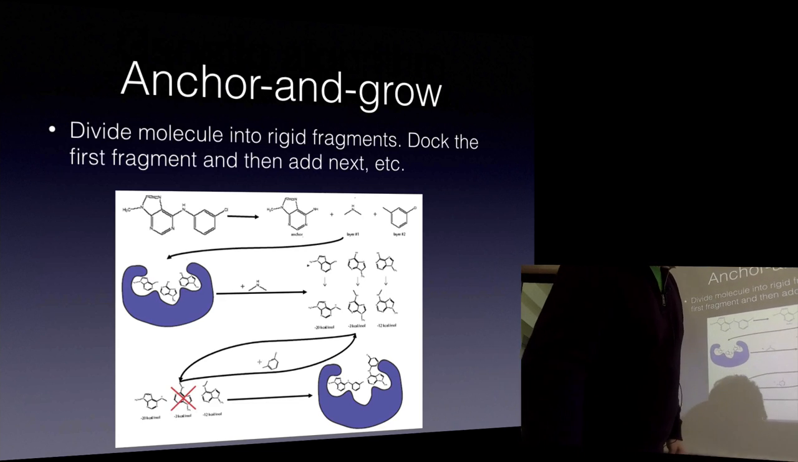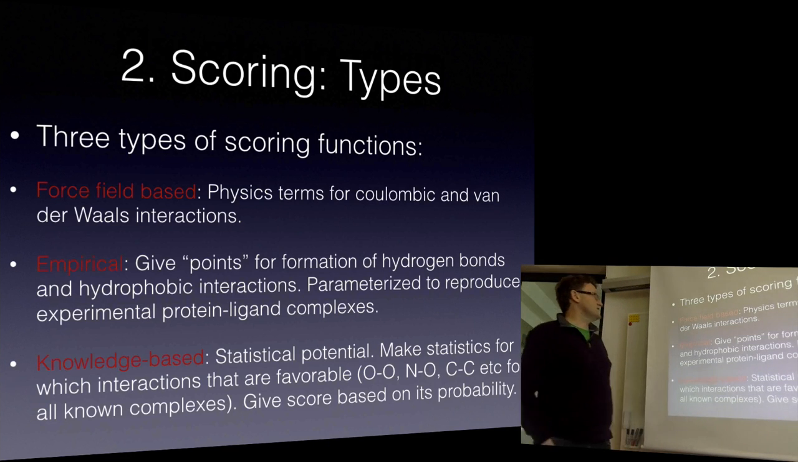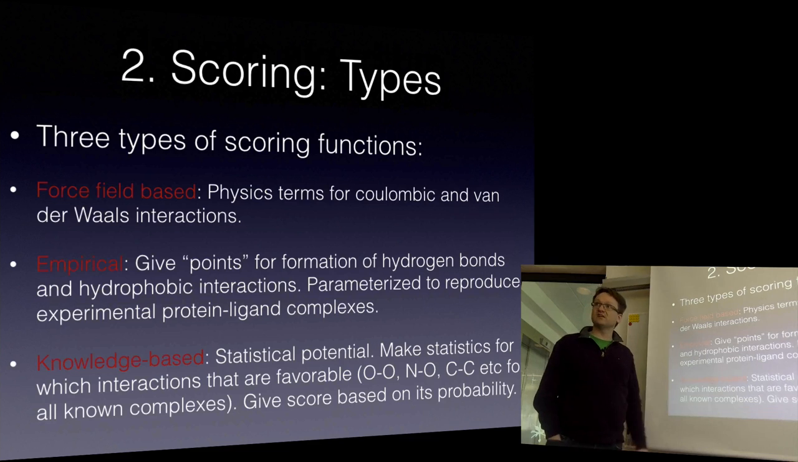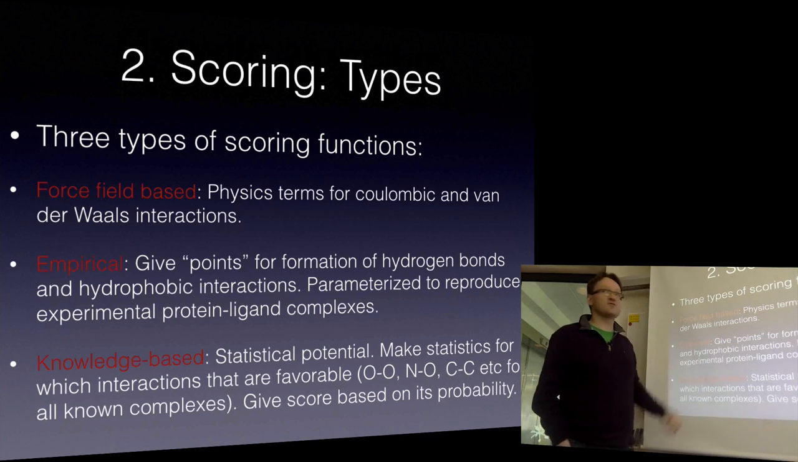So there are a couple of different scoring functions. In principle, you could use something like MD, where the scoring function is what we call a force field, right? So there are docking programs that try to use some sort of physics terms for Coulomb and van der Waals interactions. You typically ignore the water because there would be too many atoms in the water.